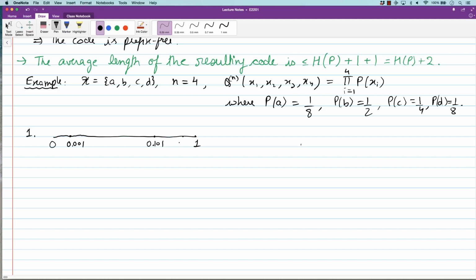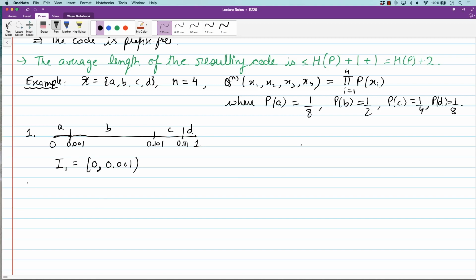So this is another 1/4 to it, so 0.111, and then you add 1/8. You get this. So these are my 4 intervals corresponding to A, B, C, and D. Okay, so first symbol is A. So I1 is equal to 0 to 0.001. That's my first interval.